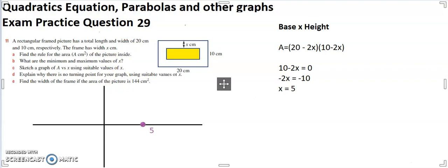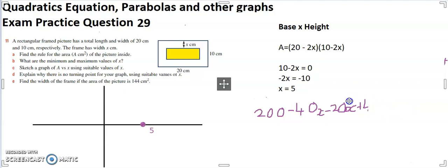So to do that, I'm going to expand the brackets of my equation to see what I have for C. So I've got 20 times 10, which is 200. I've got 20 times negative 2x, which is negative 40x. Negative 2x times 10, negative 20x. And negative 2x times negative 2x, which is positive 4x squared.